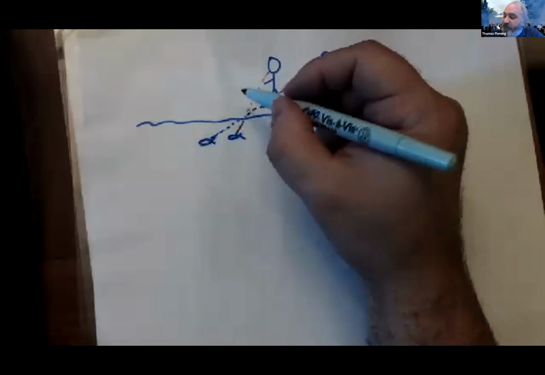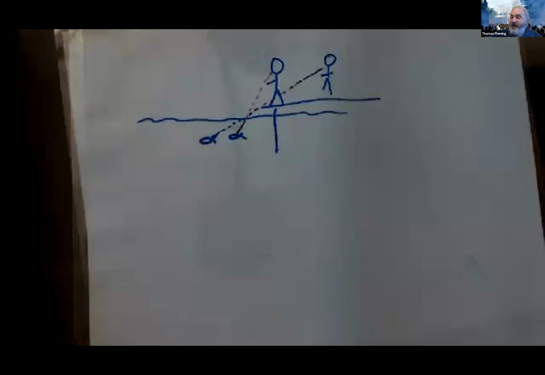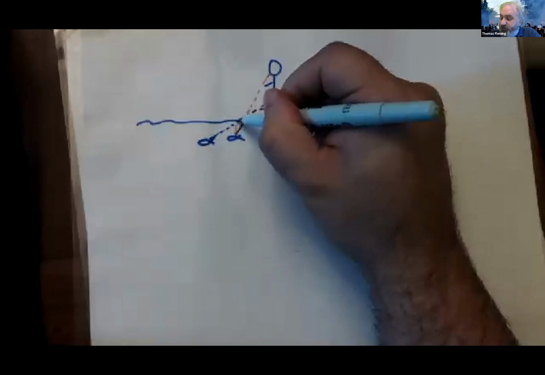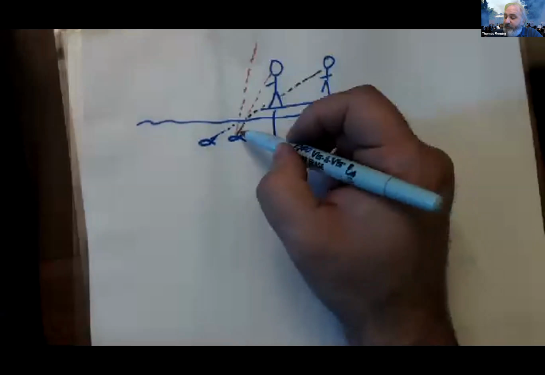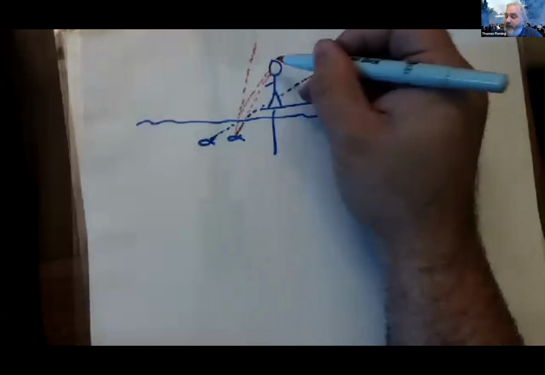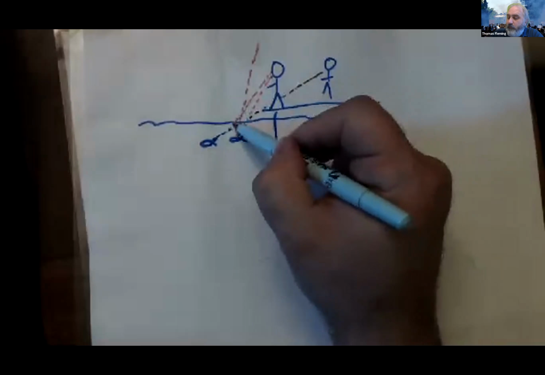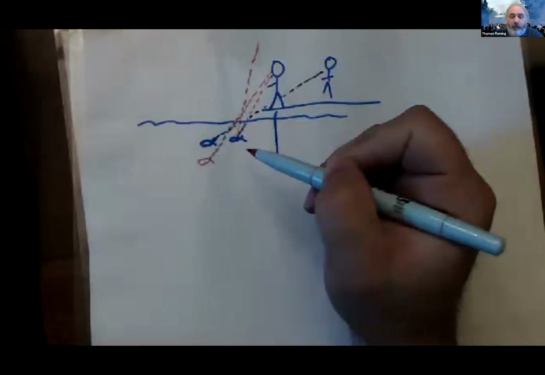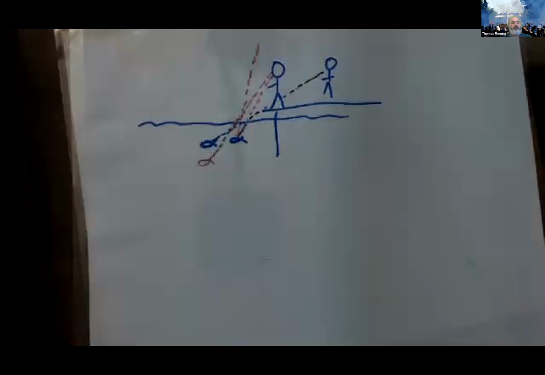Now, meanwhile, what about you? Well, for you, there's going to be some light that leaves the fish that normally would have gone right past you, and never been seen by you. However, this light is going to bend such that it hits your eyes. So you will see the fish, but to you, it's going to seem like the fish is over here somewhere, because that's where the beam of light is traveling to you.